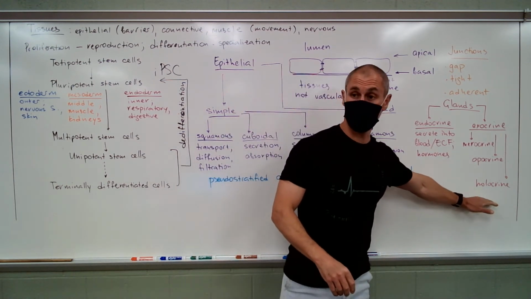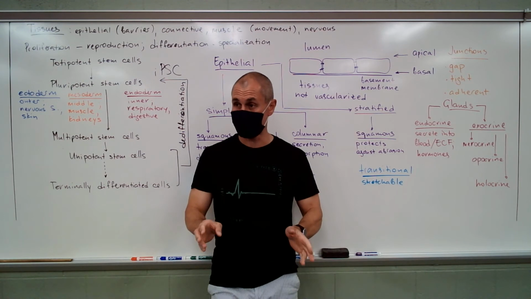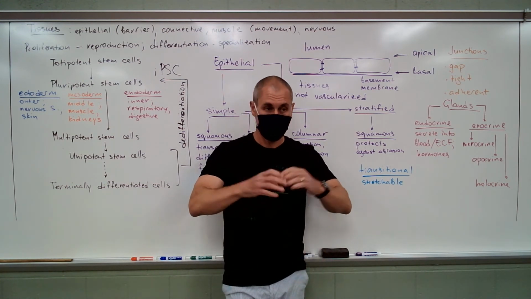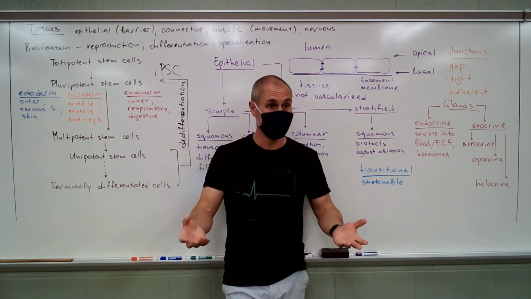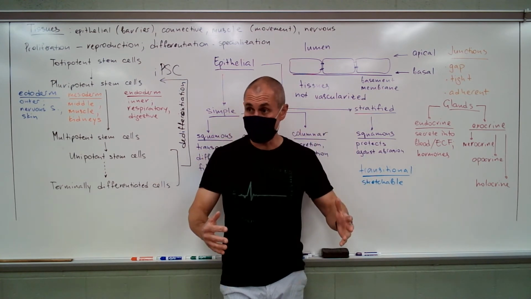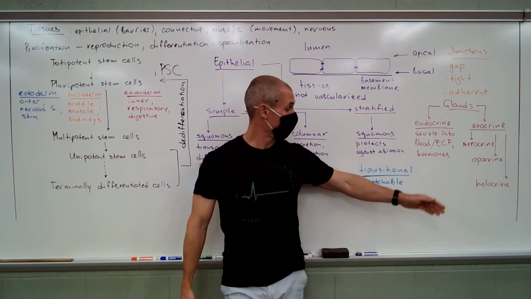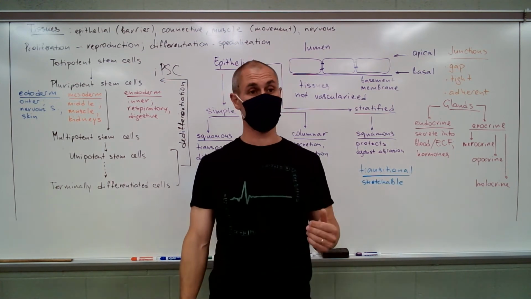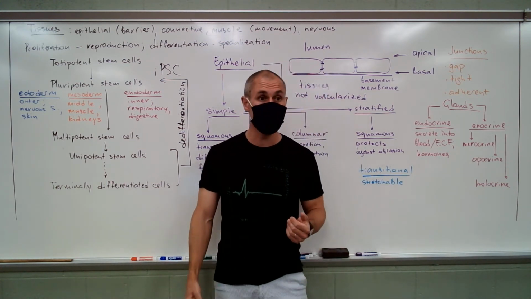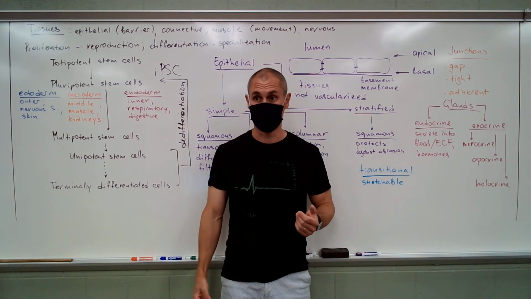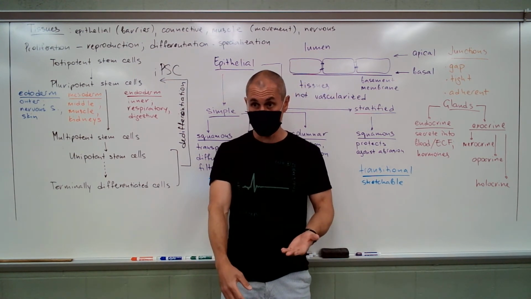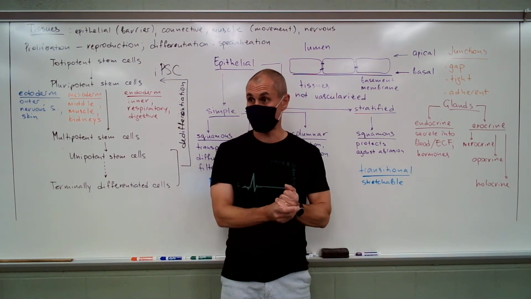And finally, holocrine secretion. The entire cell explodes, basically. Well, not explodes, it dies. Dies, disassembles, and all cellular contents are released. Holocrine secretion is characteristic for sebaceous glands that produce sebum, the oily substance that lubricates your skin.